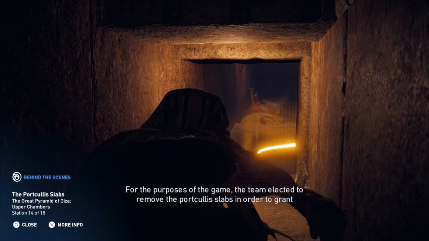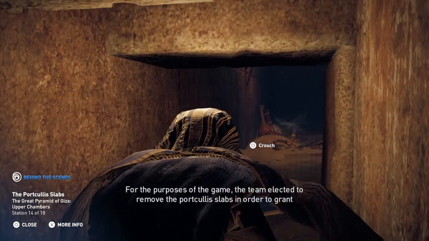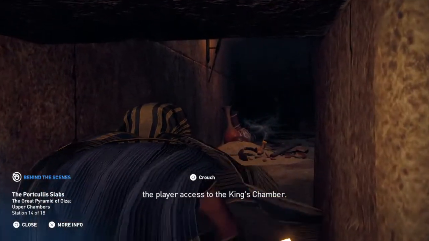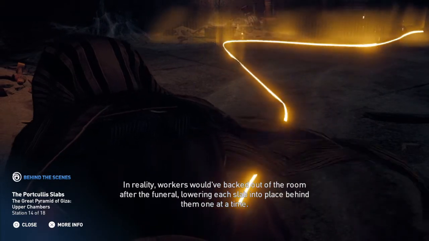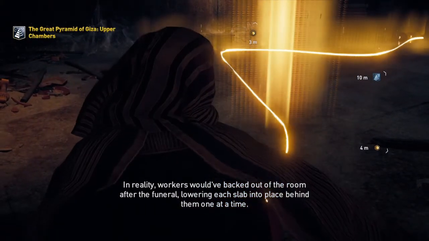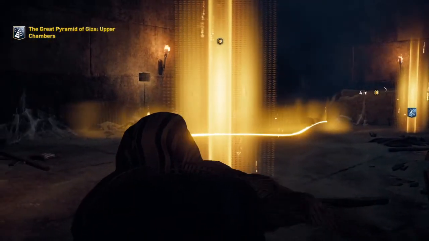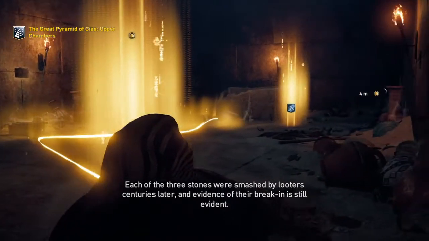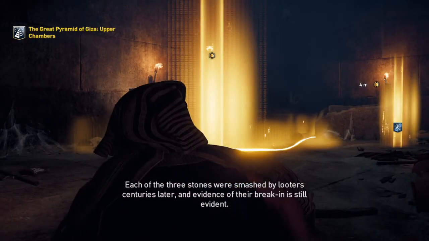For the purposes of the game, the team elected to remove the portcullis slabs in order to grant the player access to the King's Chamber. In reality, workers would have backed out of the room after the funeral, lowering each slab into place behind them one at a time. Each of the three stones were smashed by looters centuries later, and evidence of their break-in is still evident.